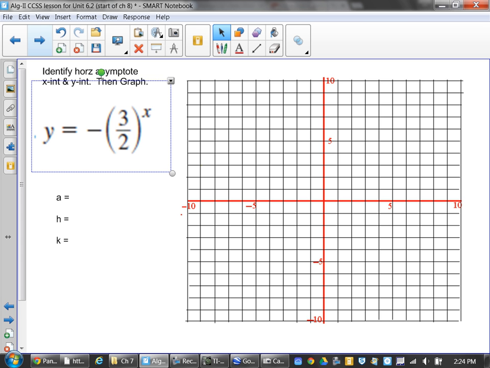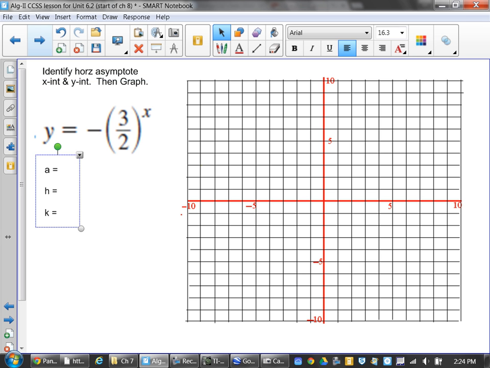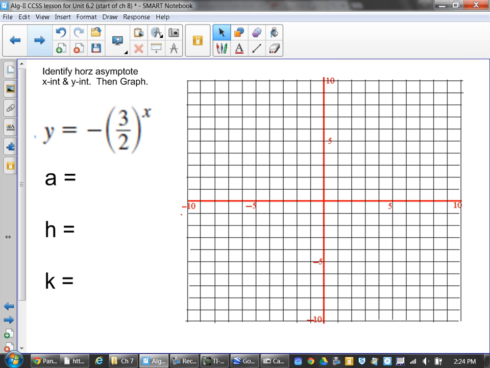Oh, I forgot to do domain and range. Do I need to do domain and range on that last one? What's your domain? What's your range? Greater than 0. Why is it greater than 0? Okay, good. Now, is it always going to be that way? Just remember, the shift can change it.